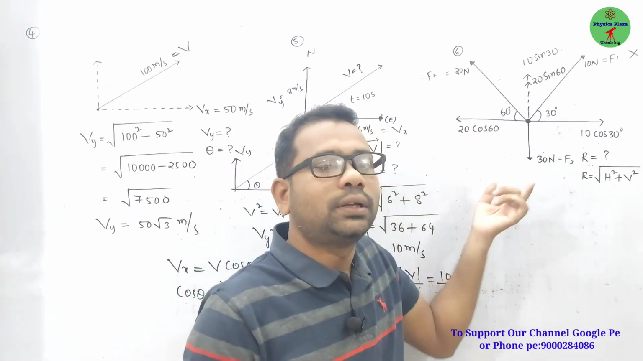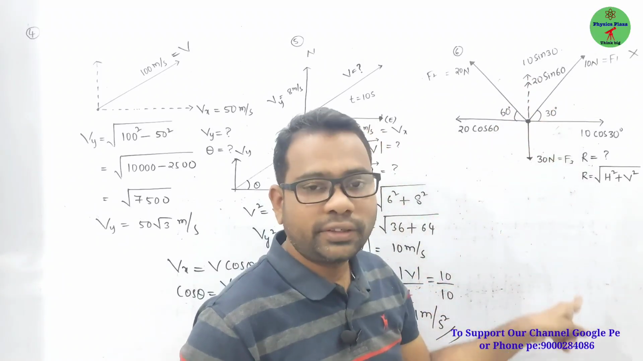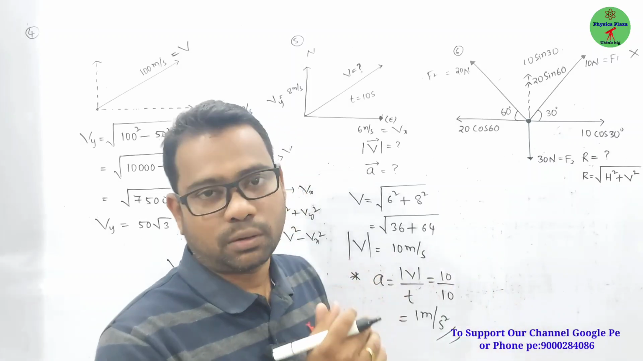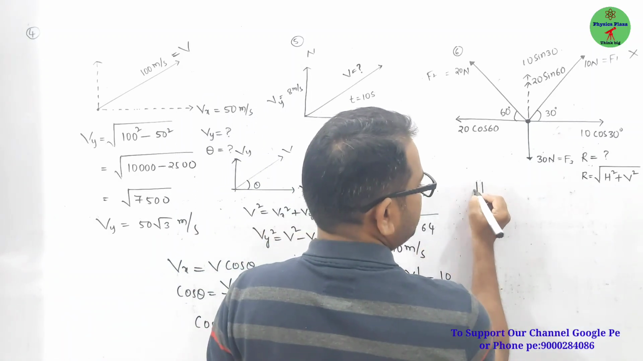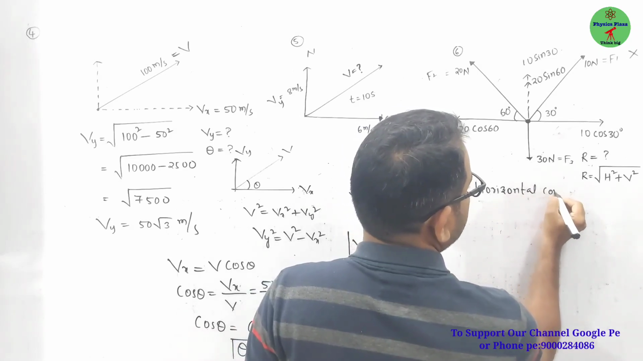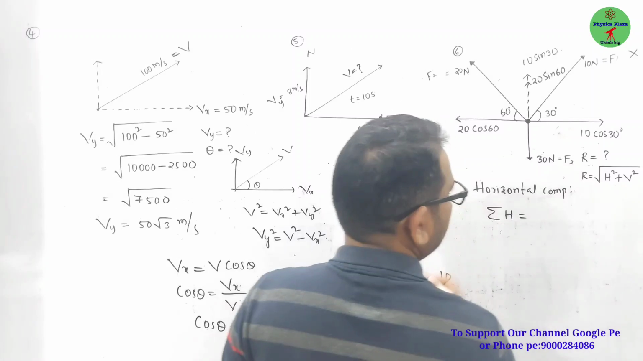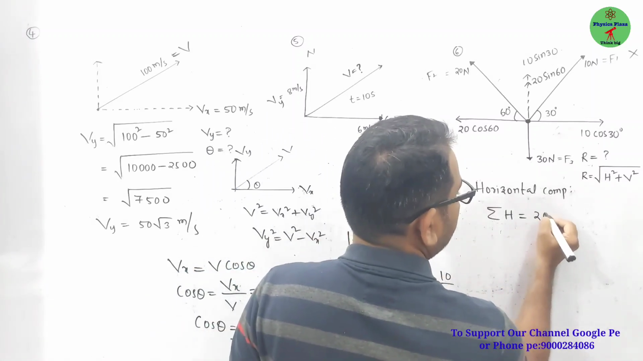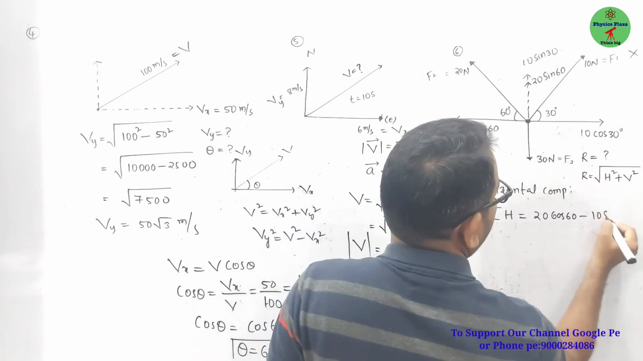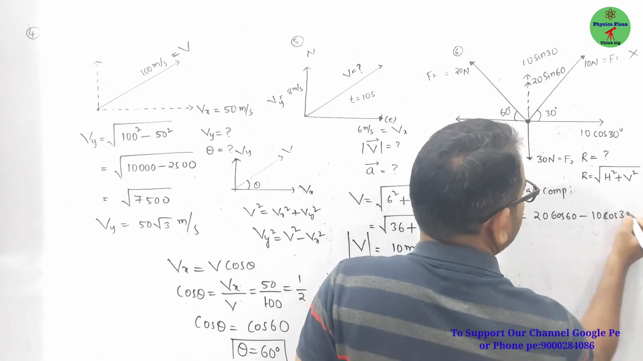What about the third one? The third one is not at all making an angle. It is already along the y-axis. No need to resolve. Now let us see the horizontal components, children. So this is the summation of horizontal components. So this is 20 cos 60 minus 10 cos 30, sorry, 10 cos 30.